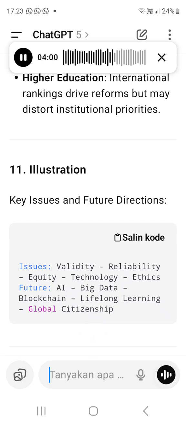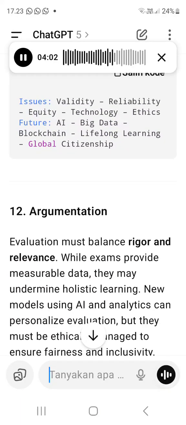13. Synthesis. The field of educational evaluation is at a crossroads between tradition and innovation, local needs and global benchmarks, technical rigor and human values. The future must integrate scientific accuracy, inclusivity, and technological innovation.